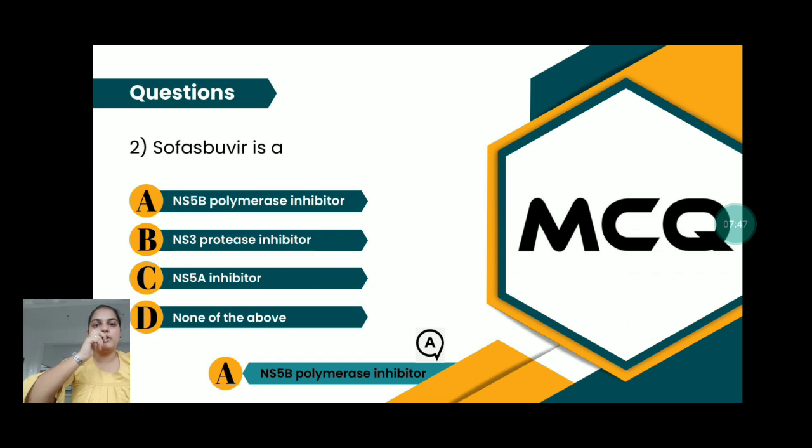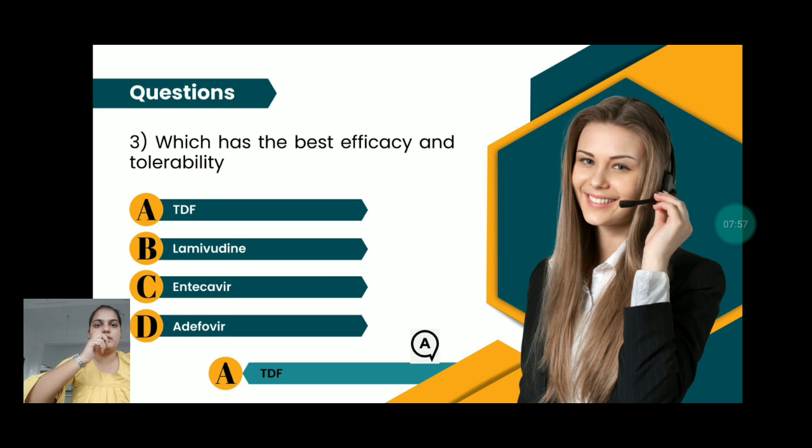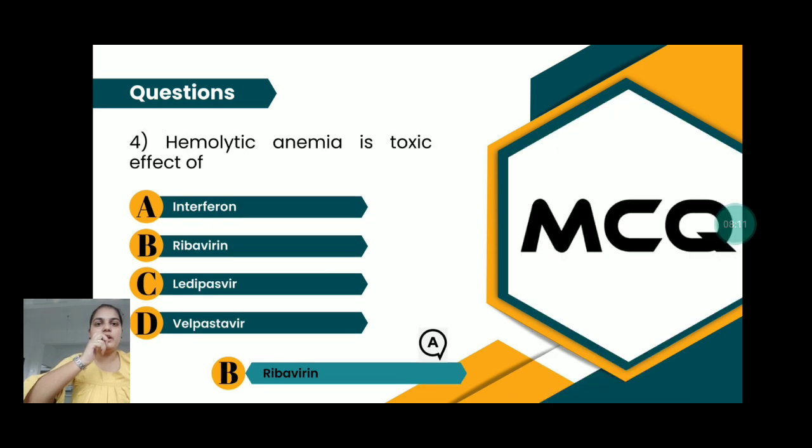Next question, sofosbuvir is a newer acting drug against hepatitis virus, and the answer is A, NS5B polymerase inhibitor. Next question is, which has the best efficacy and tolerability? We learned the best ester prodrug, that is TDF, which is now used in day-to-day life. So the answer to this question is option A, TDF. Hemolytic anemia is a very important adverse effect of ribavirin that we have studied. So the option is B, ribavirin.